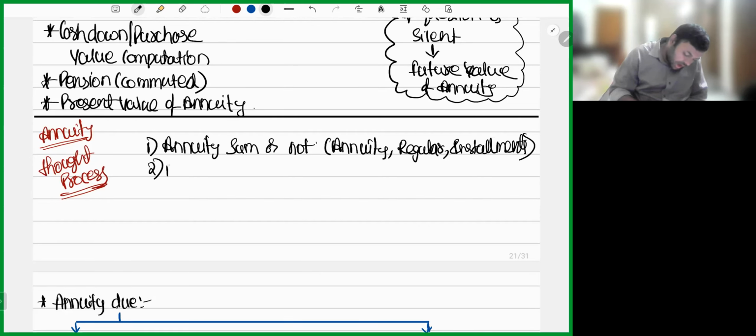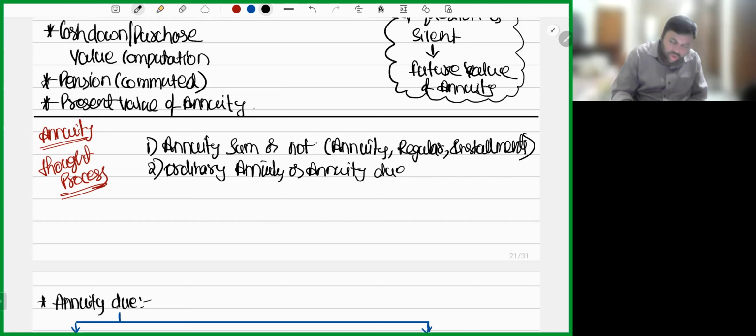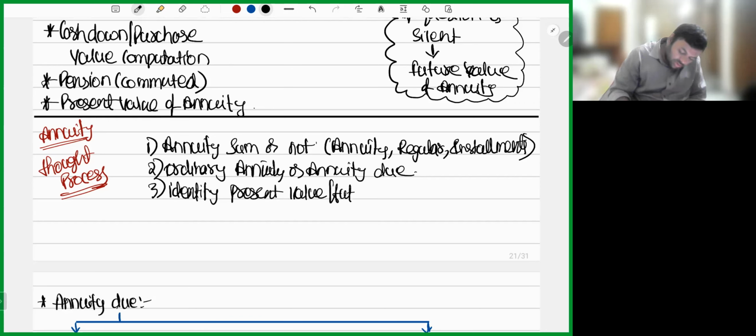Next, after identifying it's an annuity sum, identify whether it is ordinary annuity or annuity due. How will you identify, sir? Simple. If the question is silent, ordinary annuity. Beginning now, annuity due. Beginning later or at the end, ordinary annuity. Next, you will identify whether it is present value or future value of annuity.